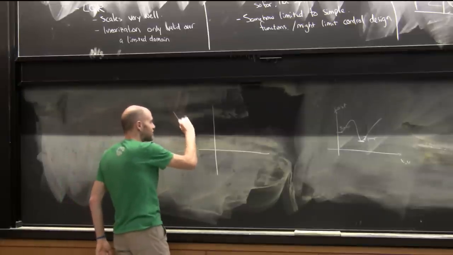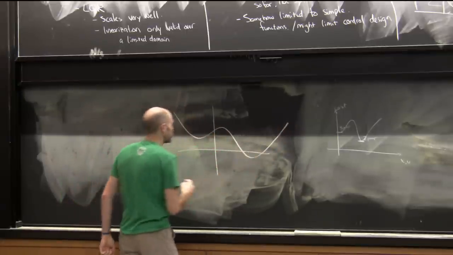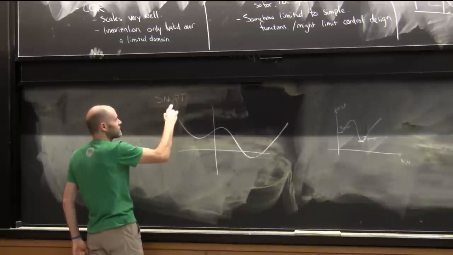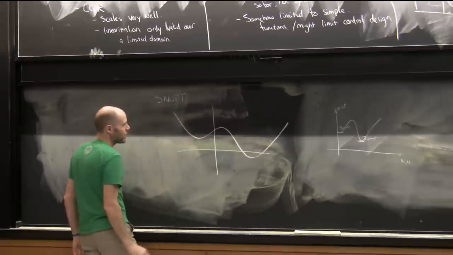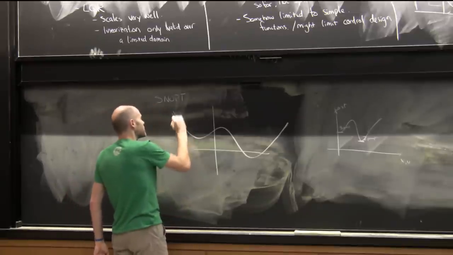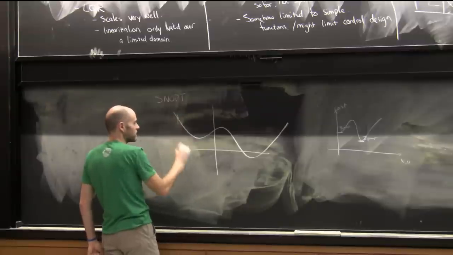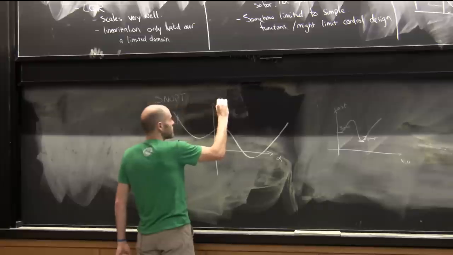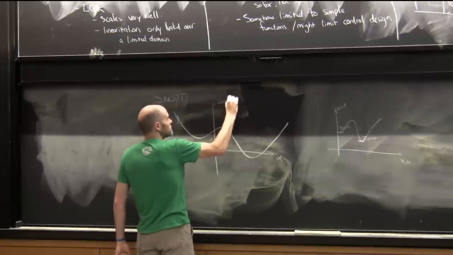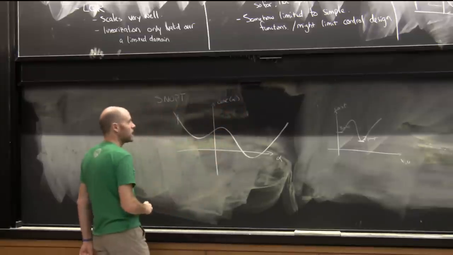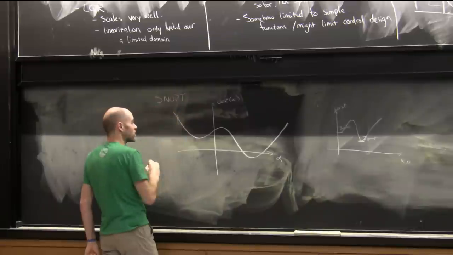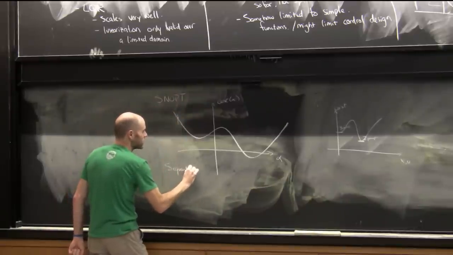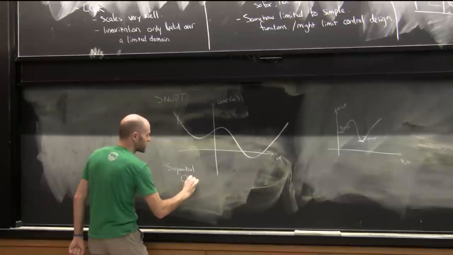Okay, so when it calls SNOPT, what's it doing? SNOPT is a different solver. It's a sparse nonlinear optimization solver, okay? SNOPT takes an initial guess like this. Let's say this is my parameters of my optimization, and this is my cost, which is a function of alpha, okay? What it does is it's called sequential quadratic programming. This one's a particularly good one that's sparse.